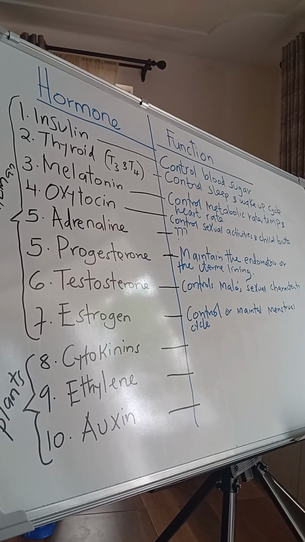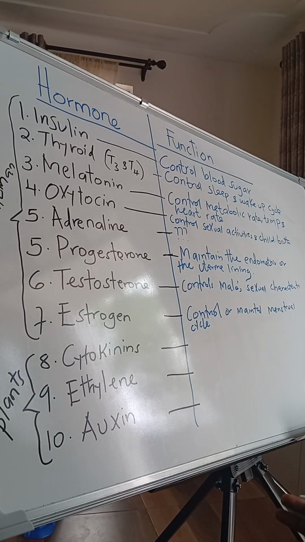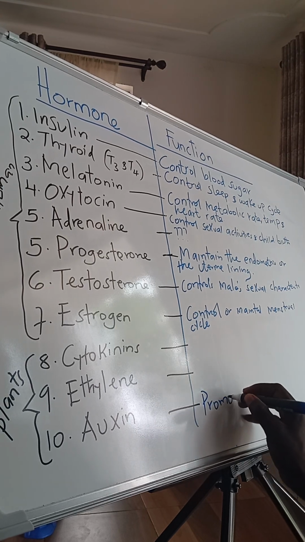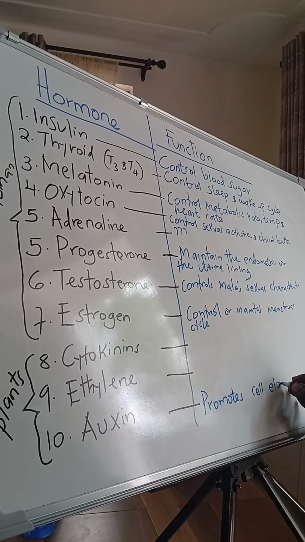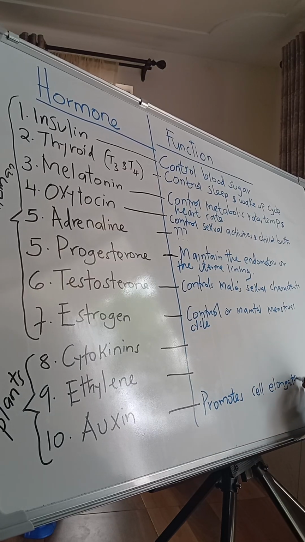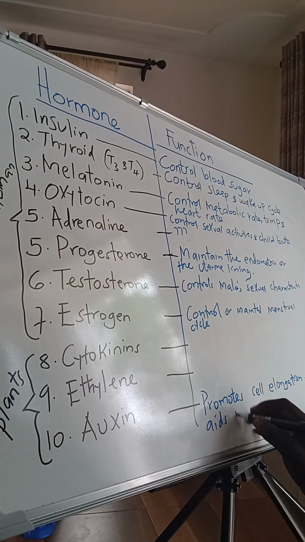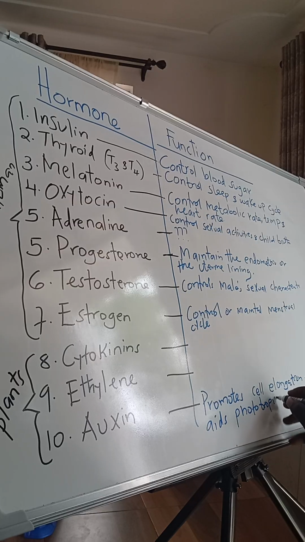Now, let's proceed to plant hormones. The first growth hormone in a plant is called auxin. I've been using control all along, but now maybe promotes cell elongation and aids phototropism.